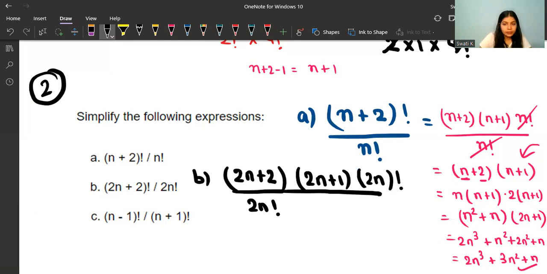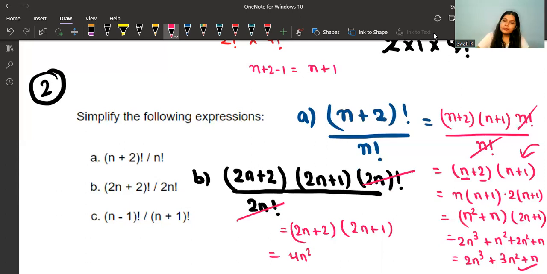Why did I stop here? I can see the same term in the denominator, which I can cancel. So I'm getting (2n+2) times (2n+1). Of course, using the distributive property, we can simplify this. 2n times 2n is 4n squared. 2n times 1 is 2n. 2 times 2n is 4n. And 2 times 1 is 2. This will become 4n squared, 2n plus 4n is 6n, plus 2. That's the answer.